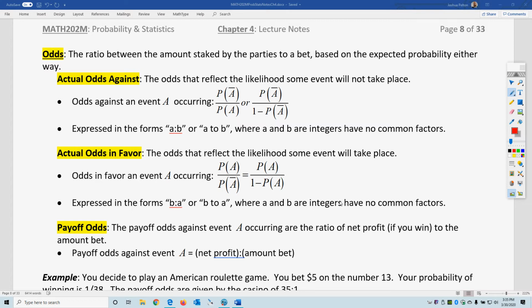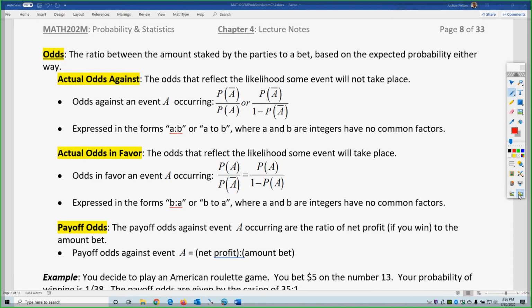Okay, so the way I remember it myself is you either win or lose, and you take those two probabilities. If it's against, that probability is the against going on top. If it's in favor, the favor goes on top, and then obviously the vice versa goes on the bottom. Okay, and typically it's written in the colon format for games.